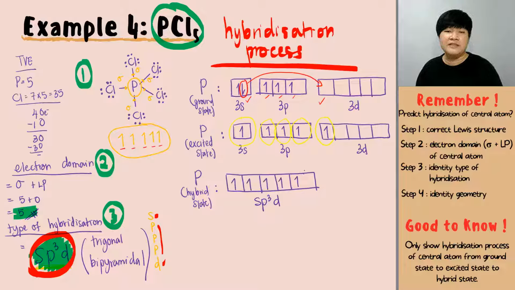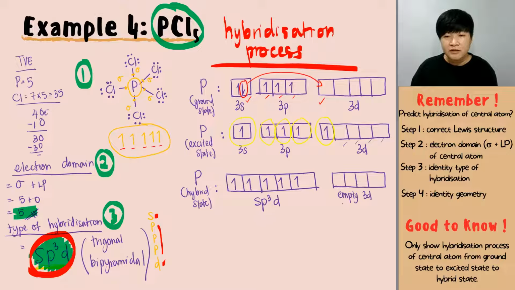Simple. Easy. And we are not done yet because we have an empty orbital over here. So make sure you draw the empty orbital clearly and label it as the empty 3D orbital. And you are done for the central atom.